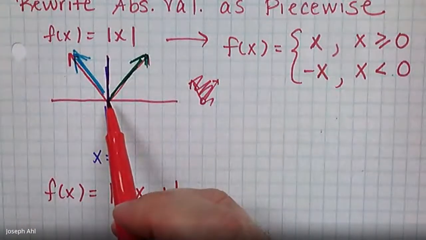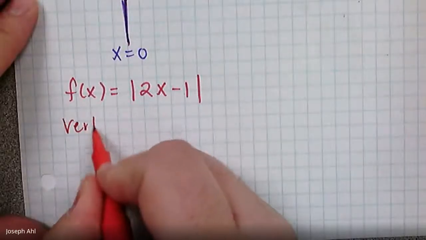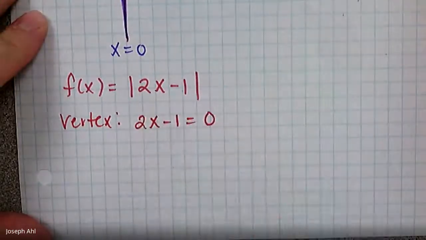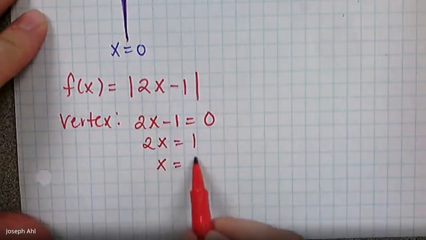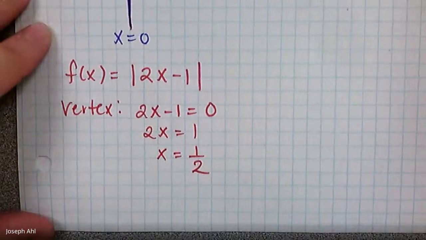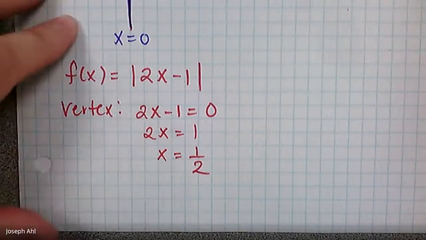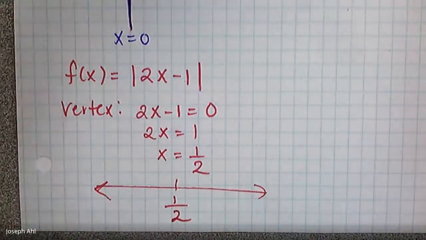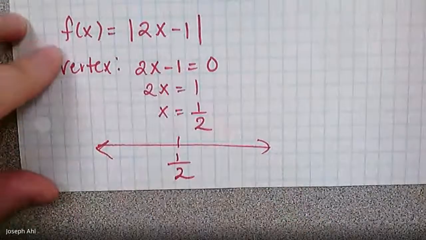If you're not sure where that turning point occurs, right here I knew it was at x equals 0 because we know what that parent function looks like. But to find the vertex, what you can do is set what's inside the absolute value equal to 0. And by doing that, we're going to get 2x equals 1, and therefore x equals a half. So even though now I know that the turning point occurs at x equals a half, I want you to put x equals 1/2 on a number line, as this is a little bit more of an algebraic approach rather than looking at the graph of this.